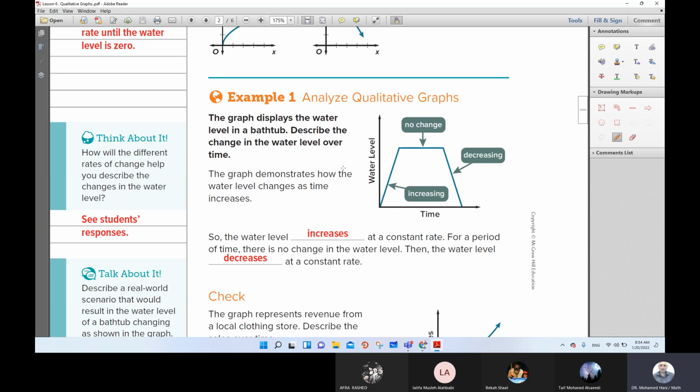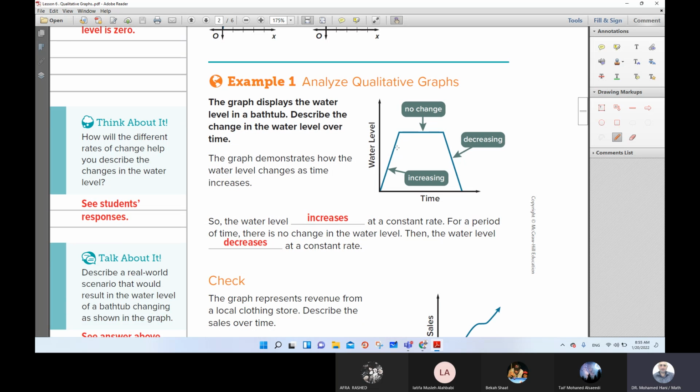For example, analyze qualitative graphs. The graph displays the water level in a bathtub. Describe the change in the water level over time. We have time on the x-axis and the water level on the y-axis, and here we have the graph. In this period, we have increasing. In this period, no change. In this period, we have decreasing.